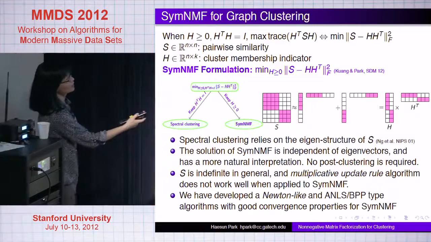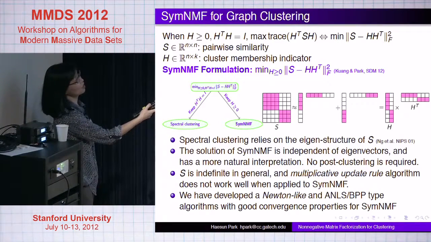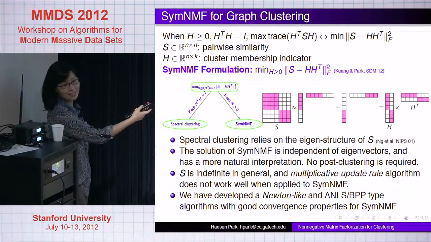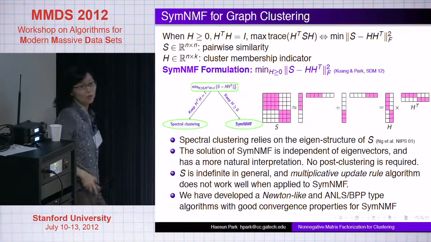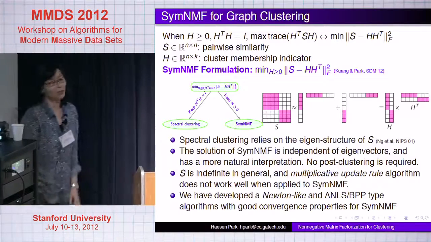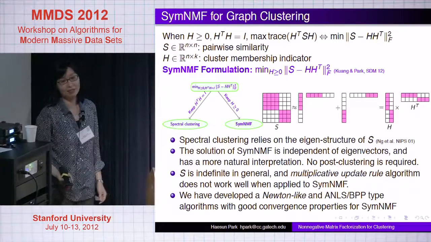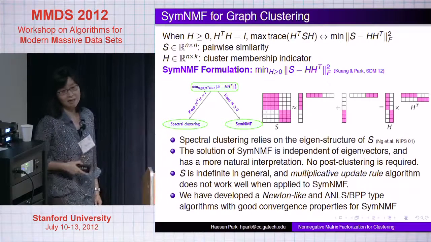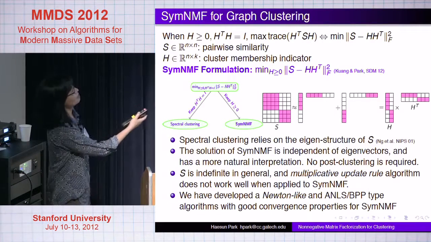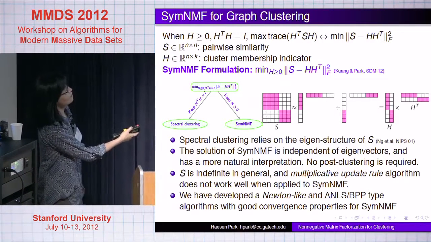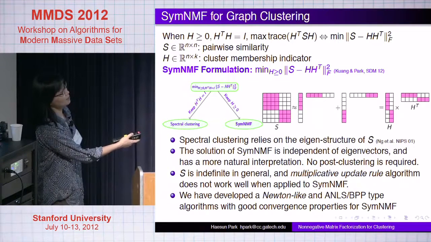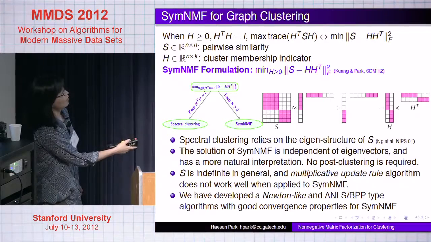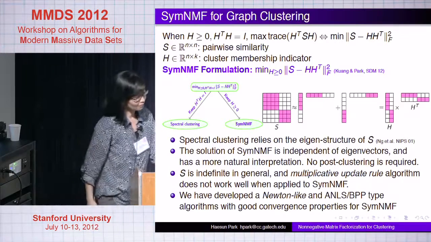Okay? This kind of formulation was used earlier, but in that case it was the kernel extension of NMF. So S was a kernel matrix, and earlier S had to be symmetric positive semi-definite. Here, our S can be any similarity matrix, so it's indefinite. In that case, the multiplicative updating rule does not work, and we have developed a new algorithm to achieve that.